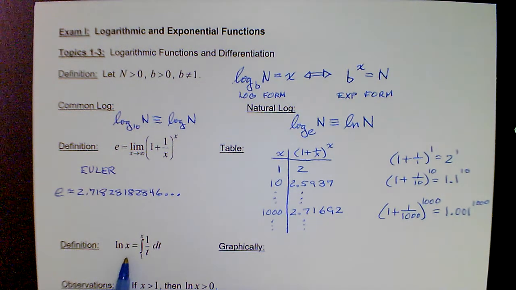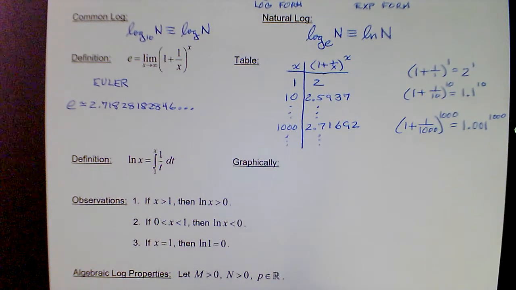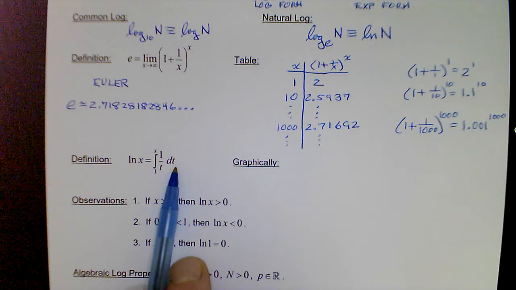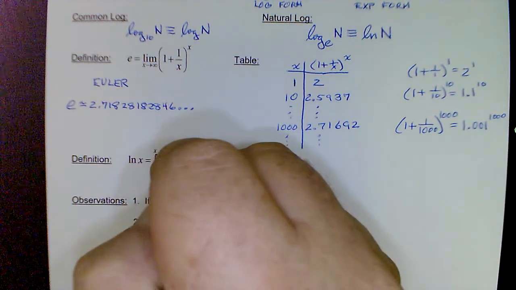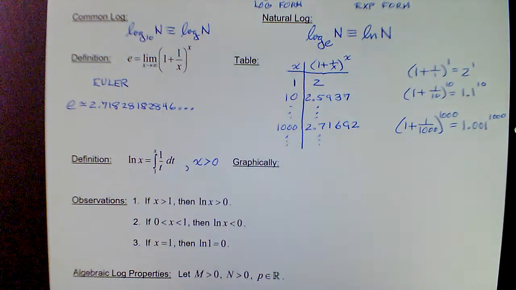So another definition is for the natural logarithm that you probably haven't seen before. In terms of calculus, it's the definite integral from 1 to x of 1 over t with respect to t. And I guess I should have stated here that this is where x must be greater than 0.